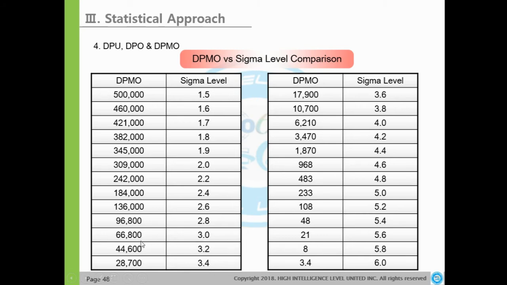DPMO is 66,800. So when you convert it to yield percentage, this one is 93.32%. 93.32% is the average of the manufacturing company in local, not the global company.